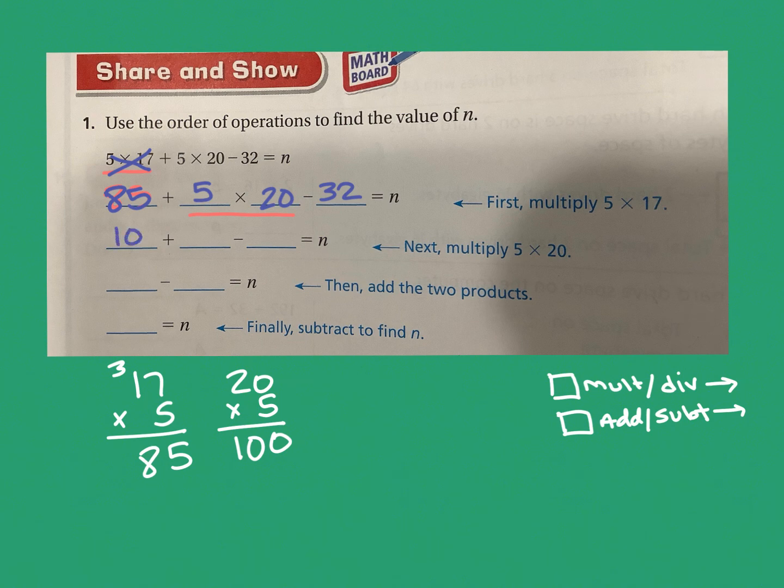Oopsie, that's the wrong spot, see? 100. Cross off what you did, bring down what you didn't do. These are the things I didn't do anything to. I cannot go past multiplication, division. I can't go on to add, subtract until I have cleared all of this, and it looks like I just have add and subtract left. So that's good. Then we have cleared all multiplication, division. Now I can look at add or subtract, whichever comes first, left to right. So the first one I'm going to do is right here, 85 plus 100.